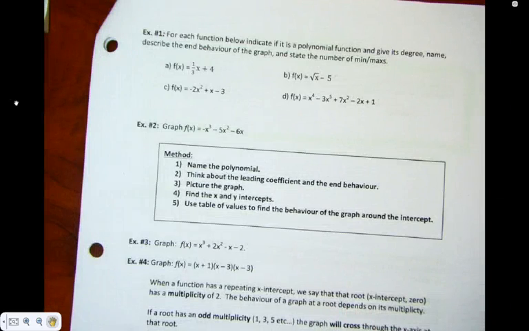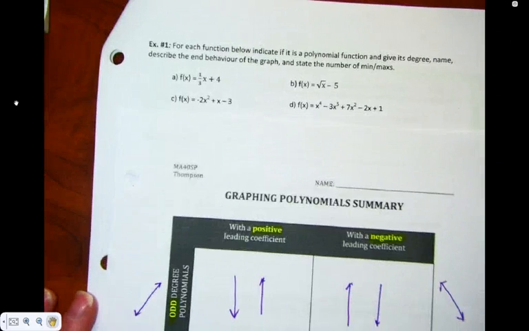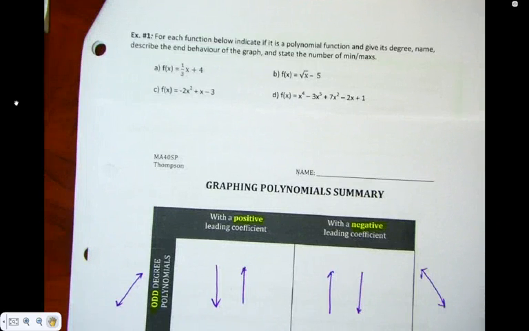Example number 1, we're not even going to get to the graphing yet. For each of the functions below, we want to know what's its degree, what's its name, what's its odd or even end behavior, and what's the number of max-mins. We're just going to do this orally. We're not going to write it down. A, f of x equals 1/3 x plus 4. Give me its degree. Well, you look at the variable and you look for the highest exponent. Fine, just steal that from me, 1.